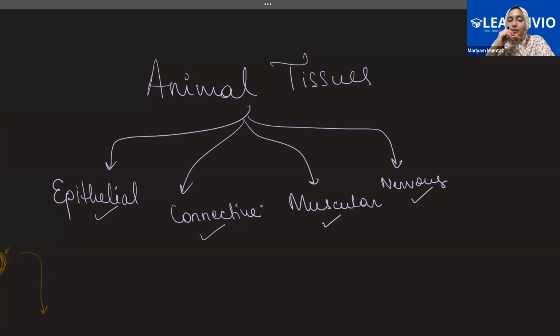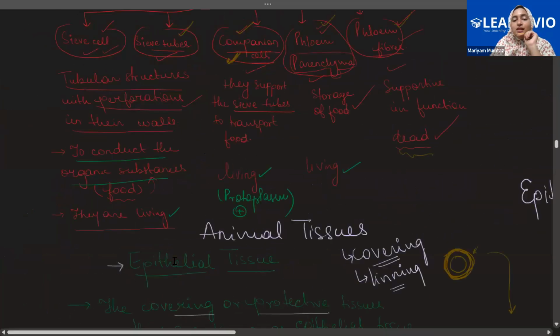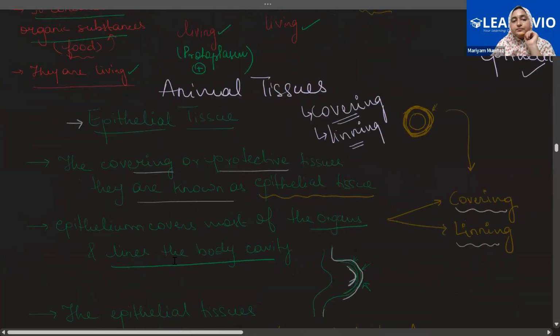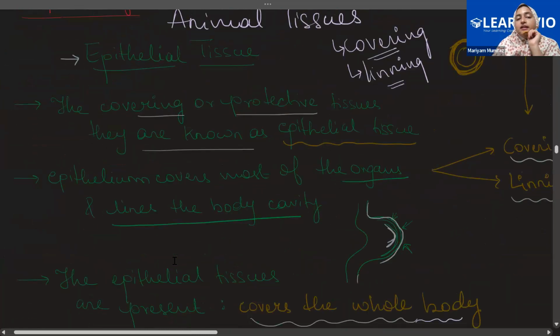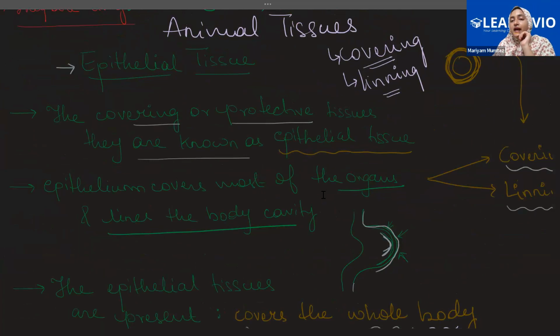Now we'll start with the epithelial tissue first. We'll see all the various kinds of epithelial tissue, the locations where they are present, the functions they perform, every single thing we are going to see. That is for all of the tissues. But right now we're going to start with epithelial tissue. Now see, the epithelial tissue is the outermost protective tissue.